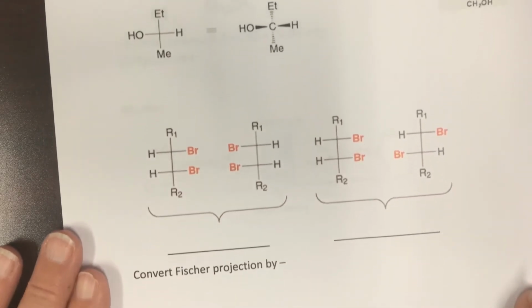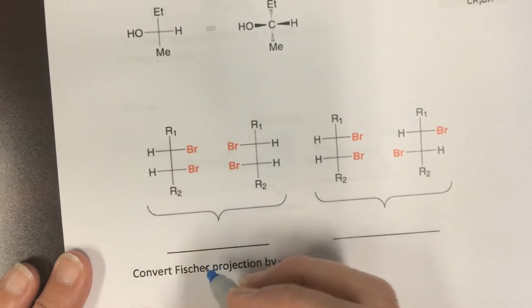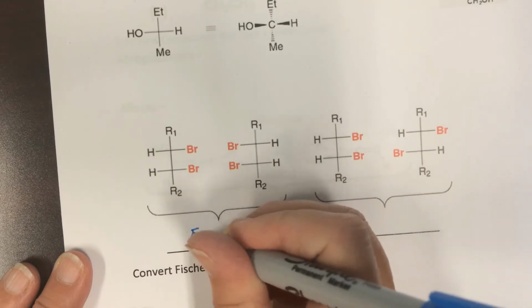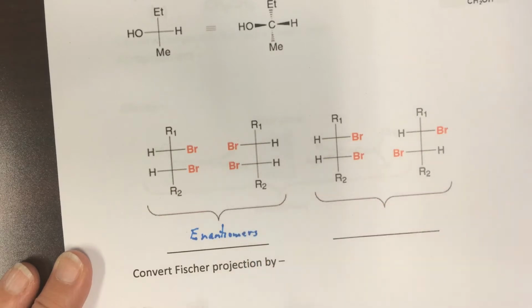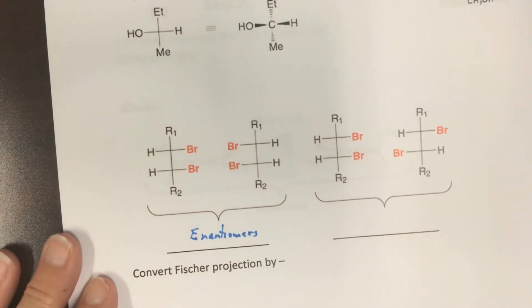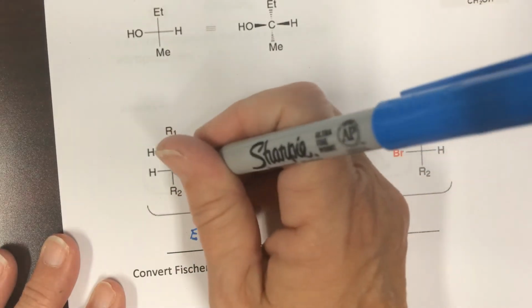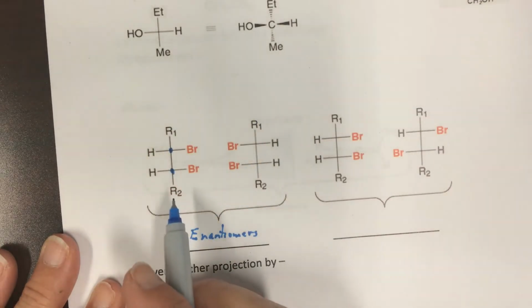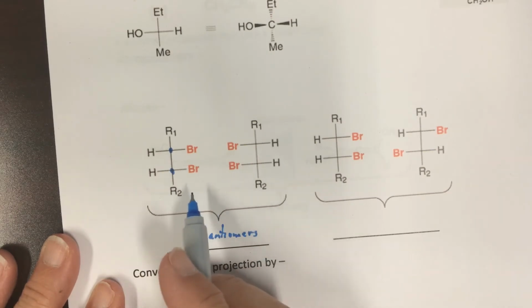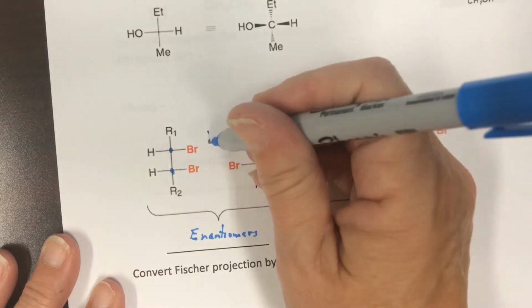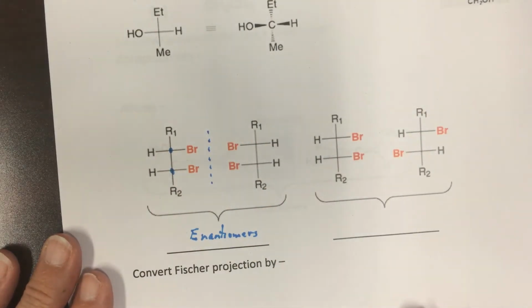So if we look down here at these, we see that this pair are enantiomers, remembering that enantiomers are mirror images that are not superimposable. We have two chiral centers here and here, and at each chiral center, the configuration has been reversed. We've got a mirror image, and these are not going to be superimposable on top of each other.